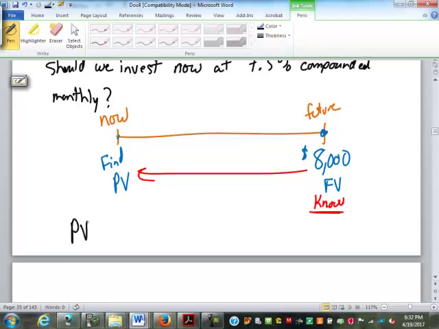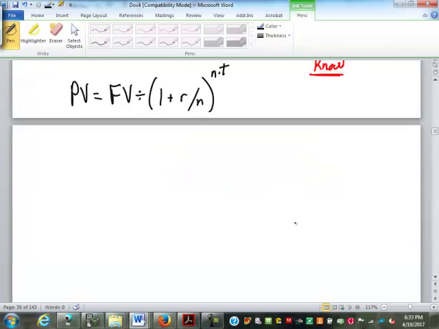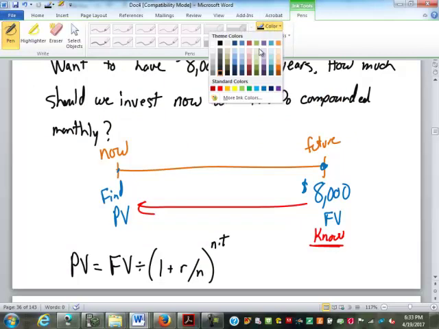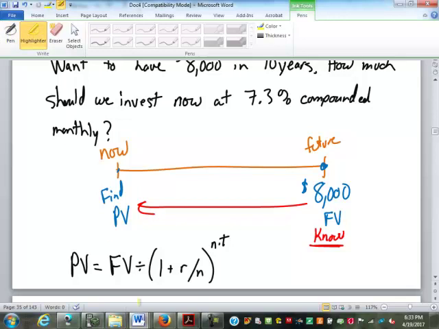The present value is the future value. Here's our big change. Divided by 1 plus our rate, divided by the number of periods in a year, to the power of our number of periods in a year times t, number of years. Okay, I'll pause to take a breath there. The point is, it's exactly the same formula. The only difference is, instead of present value times that factor, it's future value divided by that factor.